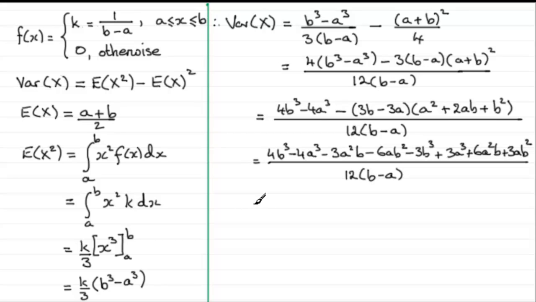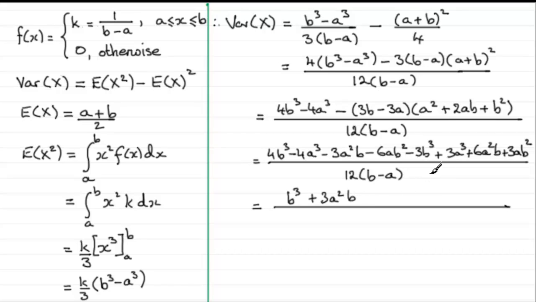So we need to just clean up the terms now, gather them up on the top here. So what have we got? Well, if we look at the b cubed terms, we've got 4b cubed minus 3b cubed. So that's going to be just 1b cubed, or b cubed for short. Then if we look at the a squared b terms, we've got minus 3a squared b, and we've got plus 6a squared b. So it's going to be plus 3a squared b.